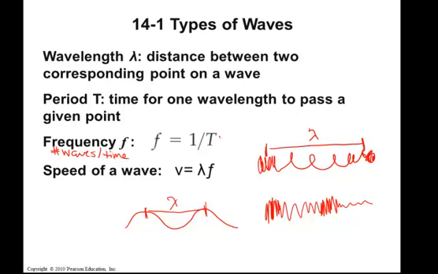And frequency is the reciprocal of period, which means if I take 1 divided by the period, I get my frequency, or vice versa. Period is usually measured in seconds, and frequency is measured in units called hertz, Hz. And if we wanted to know the speed of a wave, we know that the velocity is equal to wavelength times frequency. Your wavelength is going to have to be in meters, and your frequency would be in hertz, and you would end up with meters per second for velocity.